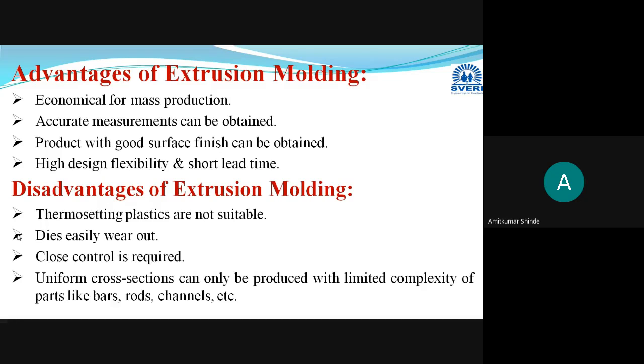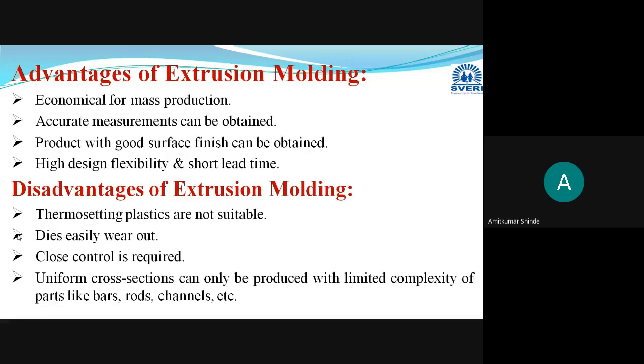Sorry, for performing this operation, closed control is required. And the last disadvantage is that only uniform cross sections can be produced. Whichever cross section is required, we provide that shape to the die opening, and we can provide only a limited kind of shapes here.